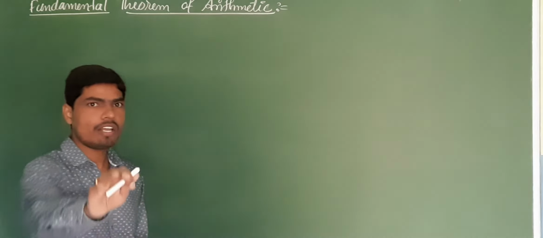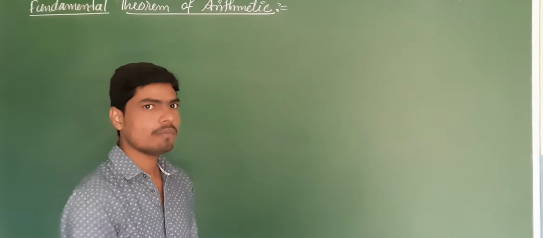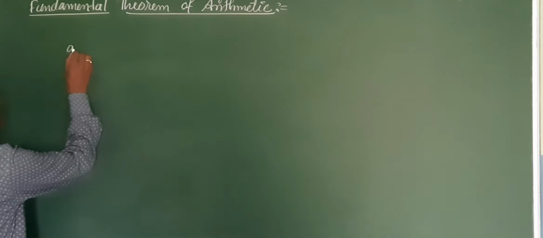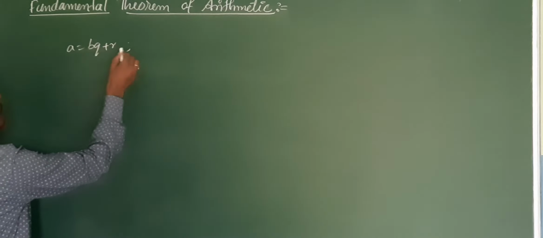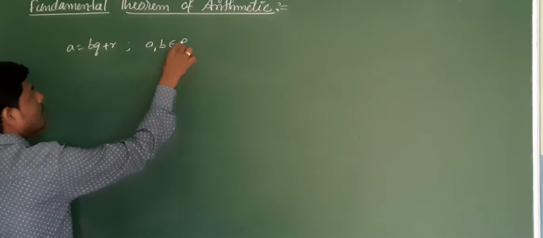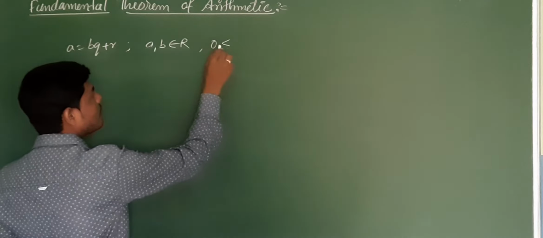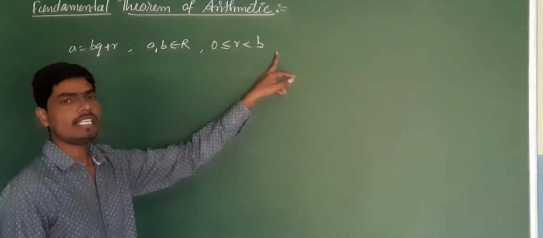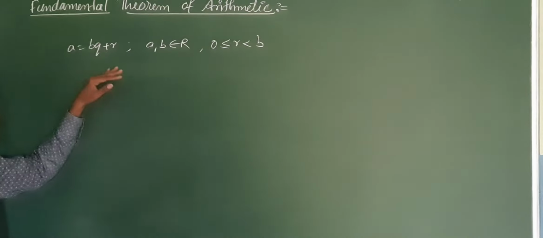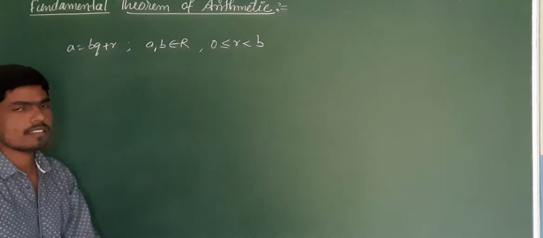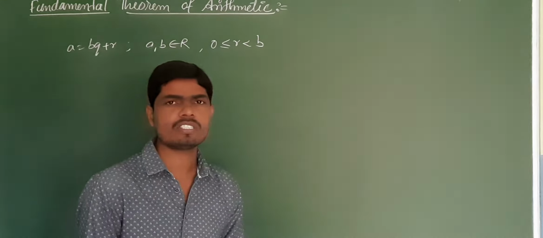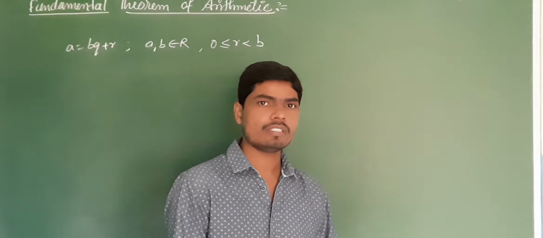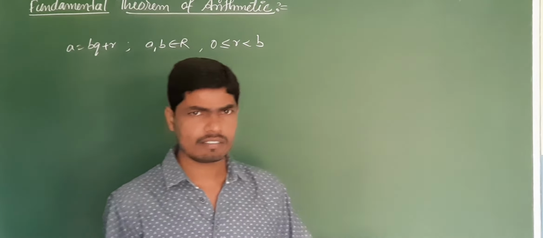For example, we have already learned Euclid's division lemma. May I know the statement of Euclid's division lemma again? So listen here. a = bq + r, where a, b are any real numbers and 0 ≤ r < b. That is, the remainder should be 0 or less than the divisor. Next, we took so many cases: square of any positive integer, cube of any positive integer, and an even number is in the form of, an odd number is in the form of. Like that we have done some problems.